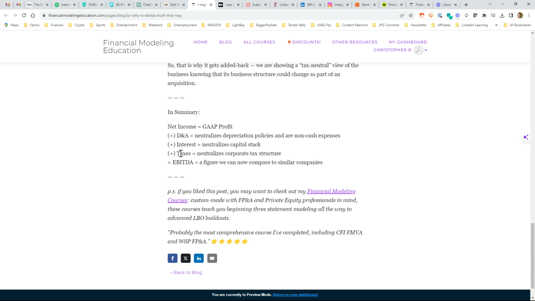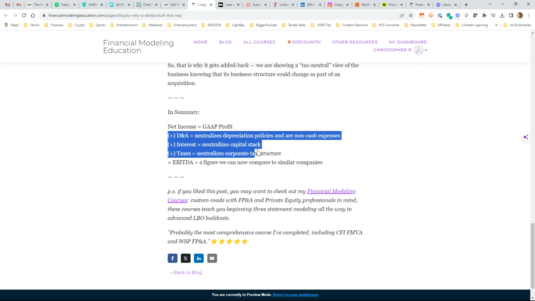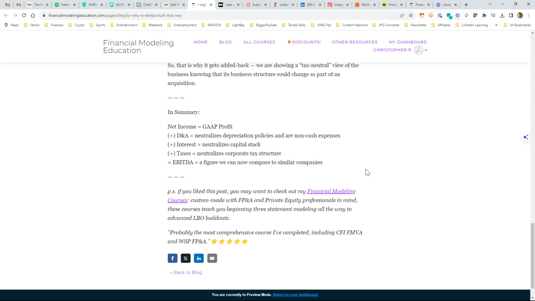And then lastly, you're going to add back the taxes, because you're basically taking out the corporate tax structure. There are a lot of structures that are pass-through entities, like sole proprietorships or S corps, and then there's also a C corp, which is not a pass-through entity, and the taxes are going to be sitting on the income statement. So you want to add back that tax expense on a C corp so you can strip it out, so it's basically comparable to a pass-through entity. So that's why we include all of these things. We're basically trying to strip out things that can be company specific so that we can make it as neutral as possible, so it's comparable to other companies.